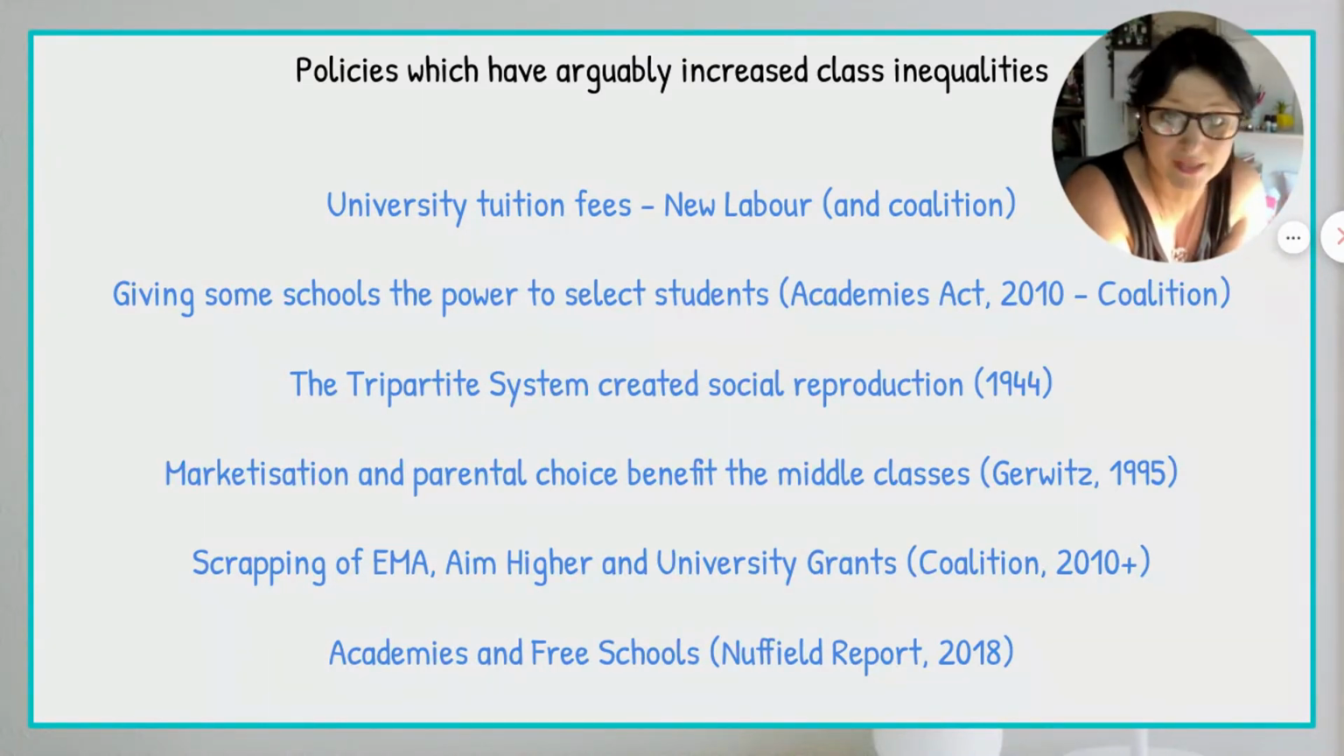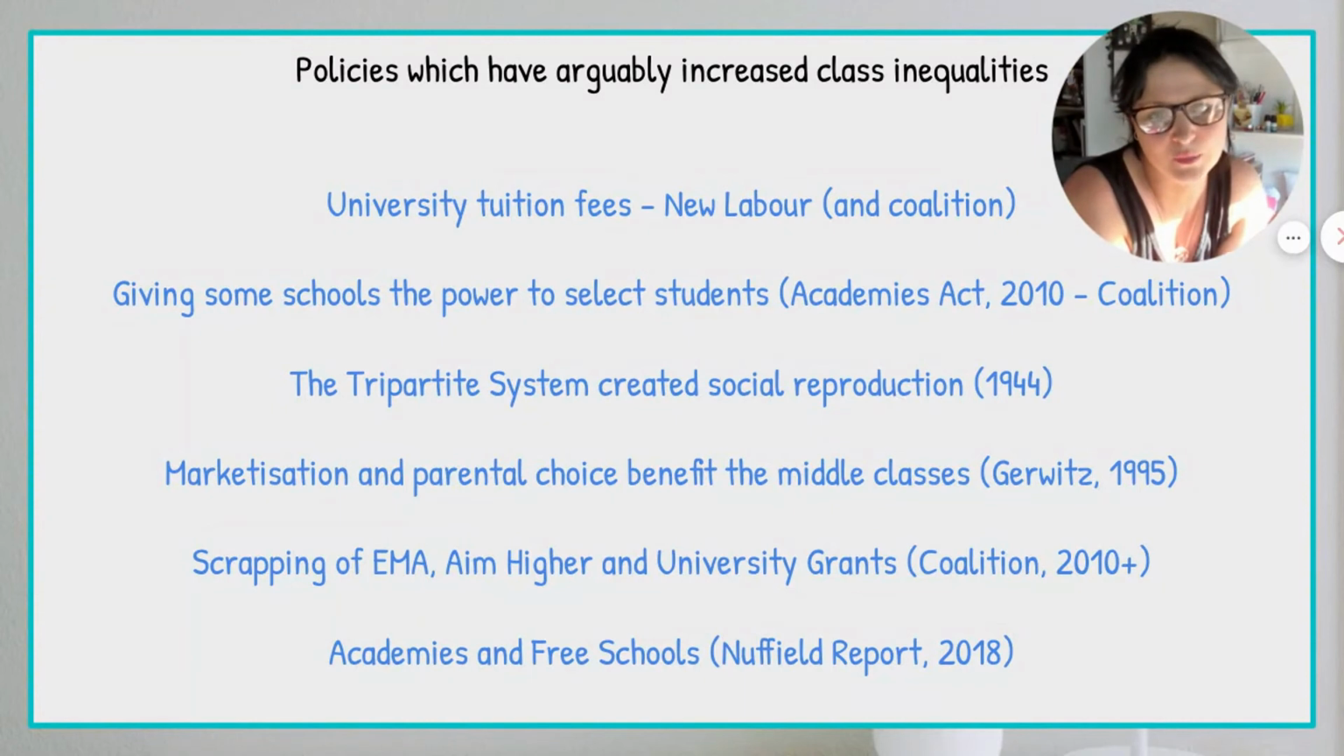The tripartite system, we can argue actually that in 1944, bringing that in created a huge social reproduction system. Even though that wasn't the intention, it was arguably the outcome. Marketisation and parental choice. Gewirtz tells us, and there's been plenty of other studies as well, that this benefits the middle classes and it benefits the parents who can use their social, economic and cultural capital. Scrapping of EMA, of course, scrapping of Aim Higher, scrapping of university grants, all of those things that really levelled the playing field for students wanting to stay on after 16 and after 18.